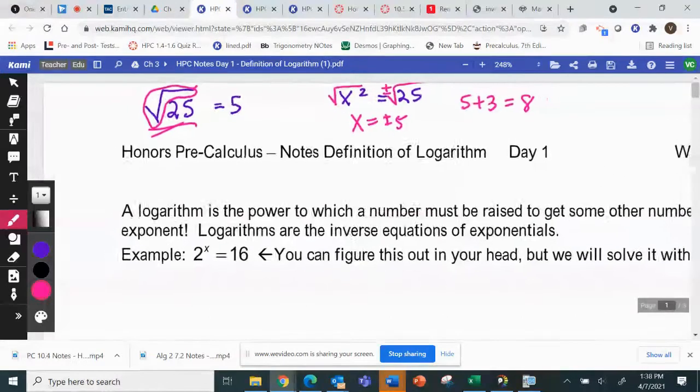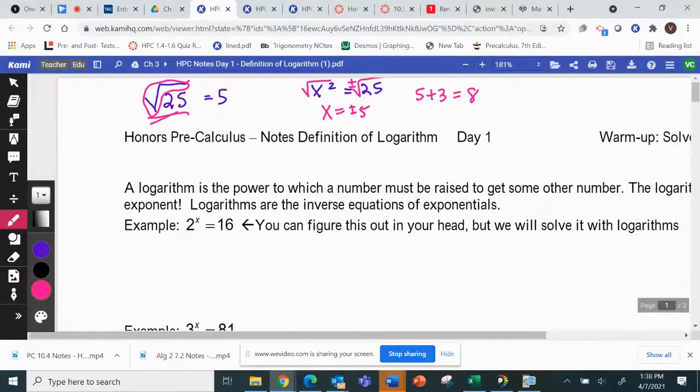Okay, so today we're doing logarithms. A logarithm is the power to which a number must be raised to get another number. The logarithm is an exponent.